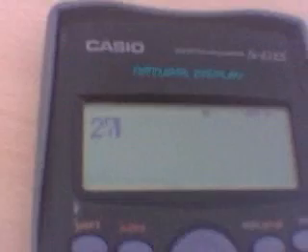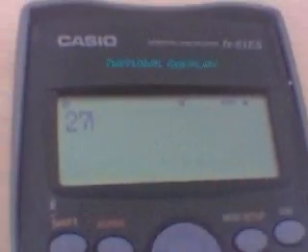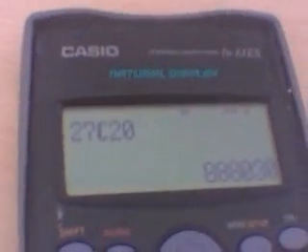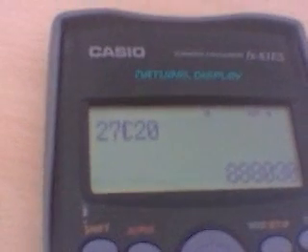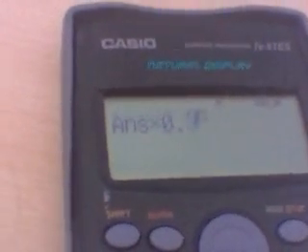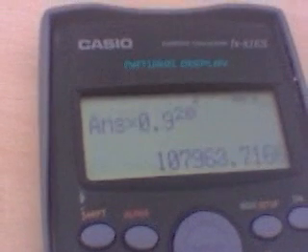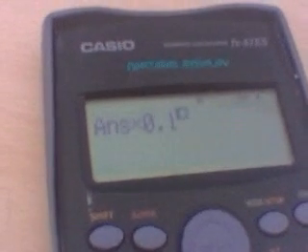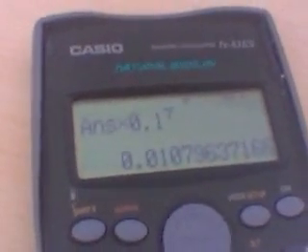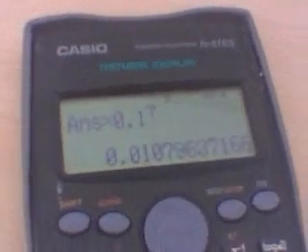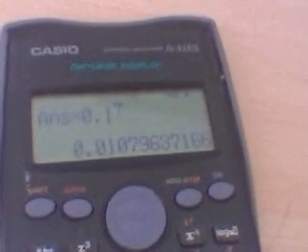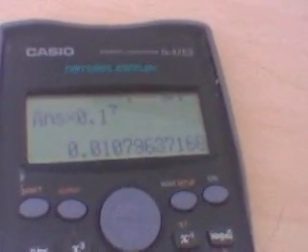So here we go, 27 choose 20 is 888030, times that by 0.9 to the power 20, and times that by 0.1 to the power 7, and that will get me an answer of 0.108 when I round that to 3 significant figures.